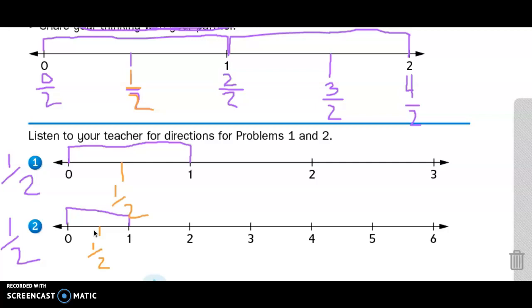Okay, I'm not going to do this with you, but I want you to label each fraction. Remember, your denominator, the number downstairs, the number on the bottom, is always going to stay the same throughout your whole number line. So you keep filling these in and you give it a go.